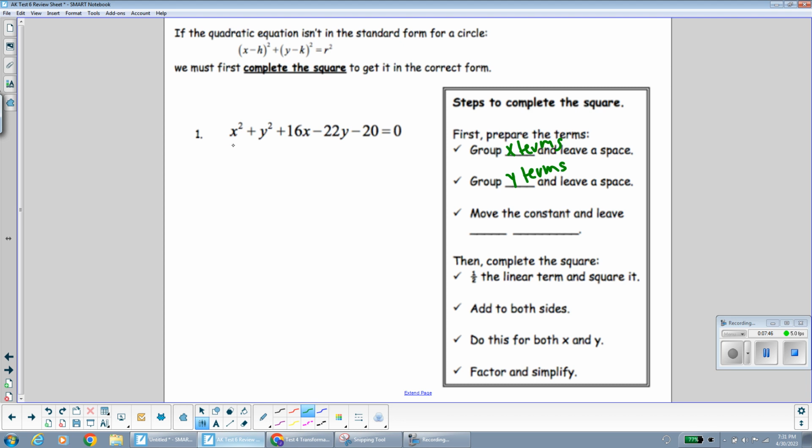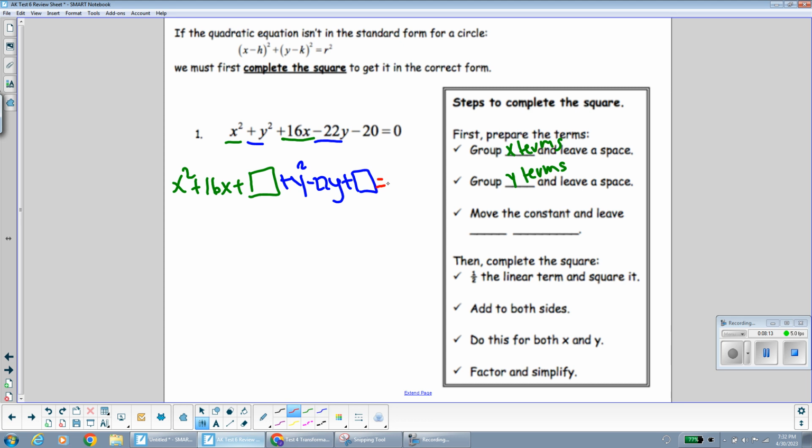So first I'm going to group the x terms. So I have x squared and 16x, a positive 16x. And I'm just going to put a box here because we are going to be completing the square. So I just want to set that up. Plus our y terms are y squared and negative 22y. And once again, I'm just going to put a box because I'm going to be completing the square.